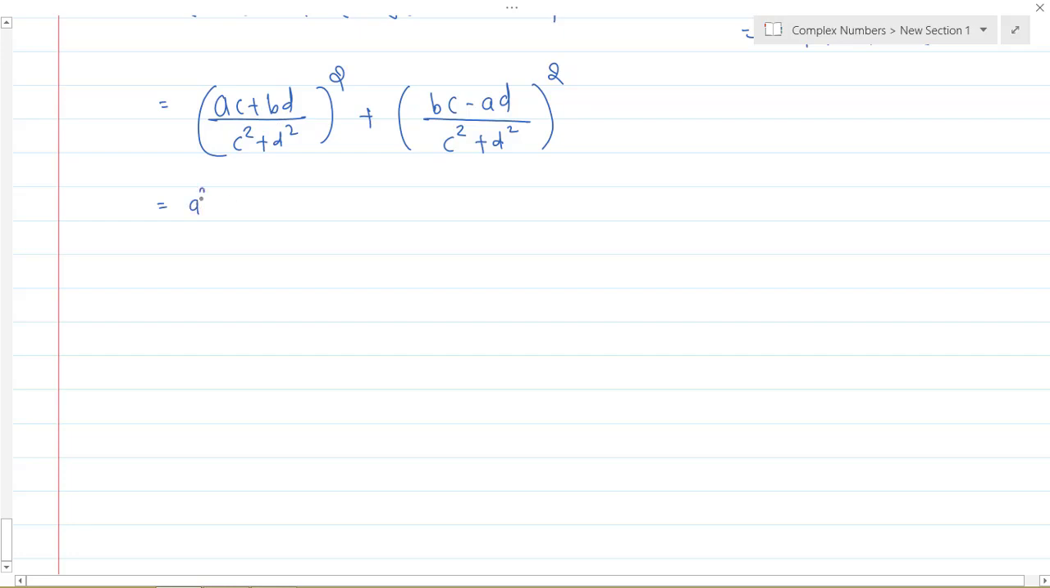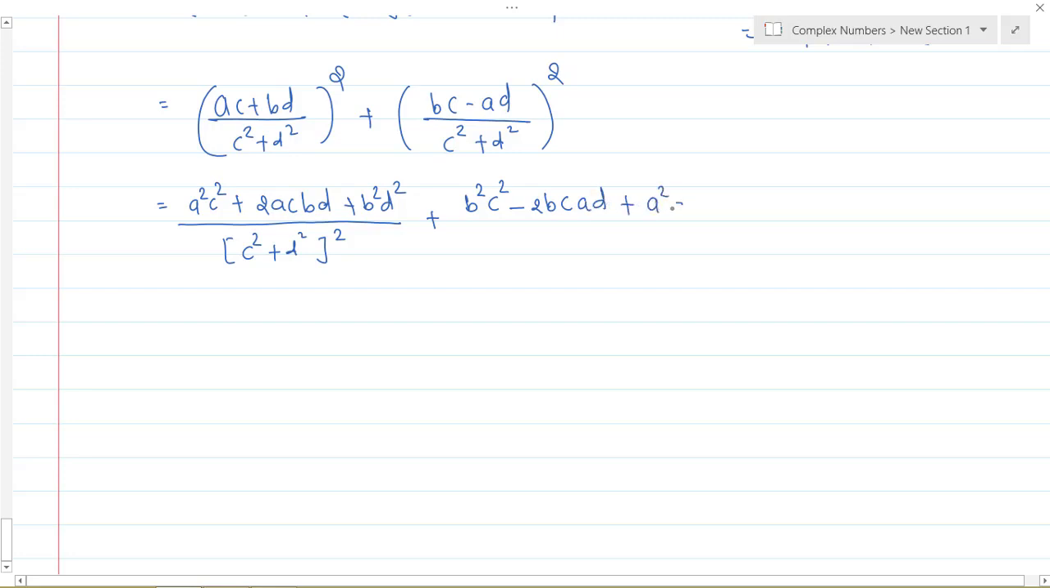So it is a²c² + 2acbd + b²d² upon, I will be writing, (c² + d²)², plus b²c² − 2bcad + a²d², whole divided by again (c² + d²)².